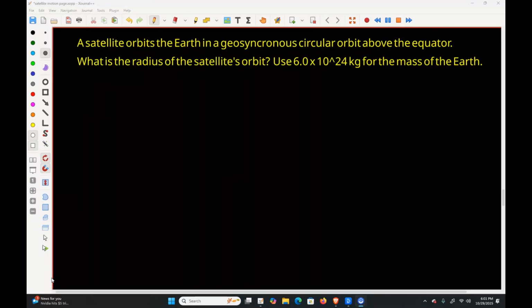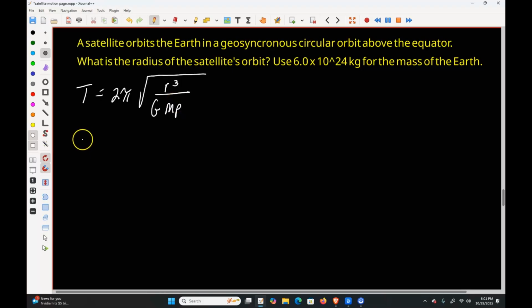Okay, the next problem: we have a satellite orbiting the Earth in a geosynchronous circular orbit above the equator. What's the radius of the satellite's orbit? We'll use 6 times 10 to the 24 kilograms for the mass of the Earth. So I have one thing going around one thing, so I can say that the period is equal to 2 pi times the square root of r cubed over the gravitational constant times the mass of the planet.